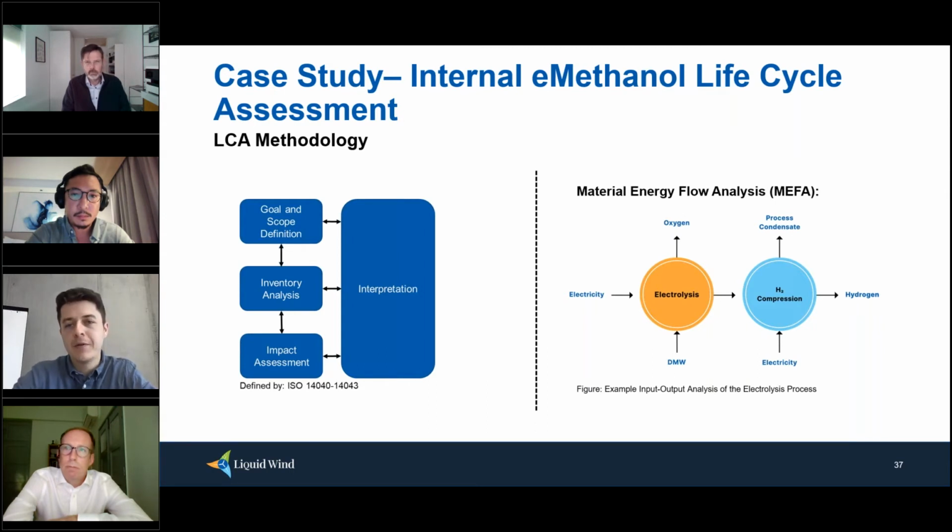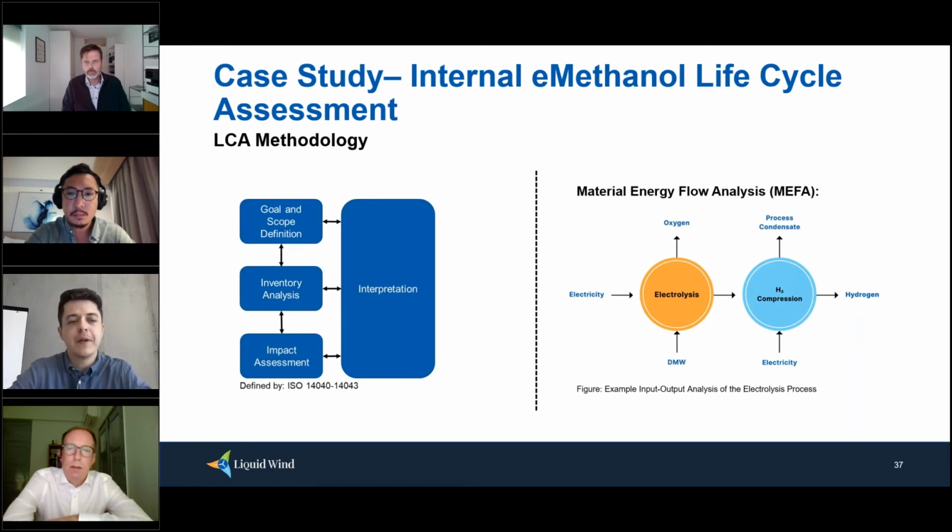The next step is an inventory analysis, so you look at what are the material energy flows in that process. And in the third step, you do the impact assessment and you look at what are the environmental impacts of that inventory. And then in the interpretation phase, you use that data gathered to make sense of it, to have comparison, and then to act on it.